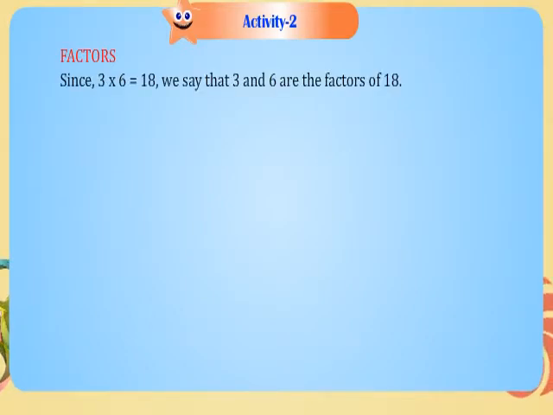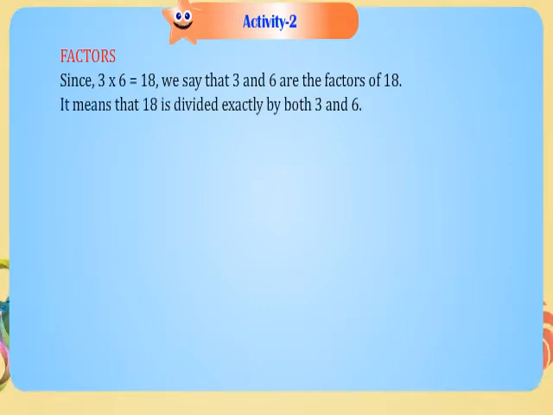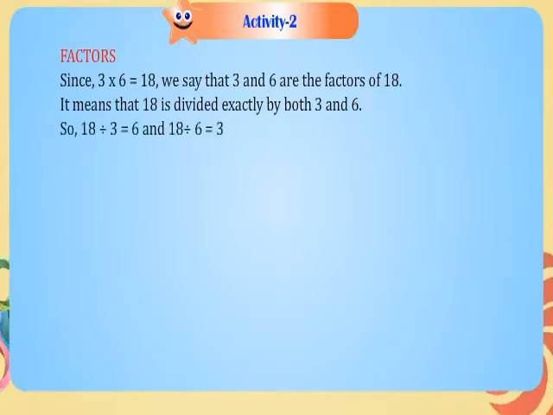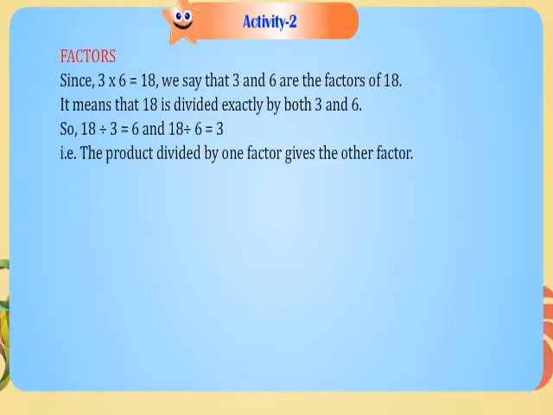Factors. Since 3 into 6 equals 18, we say that 3 and 6 are the factors of 18. It means that 18 is divided exactly by both 3 and 6. So 18 divided by 3 equals 6 and 18 divided by 6 equals 3. That is, the product divided by one factor gives the other factor.